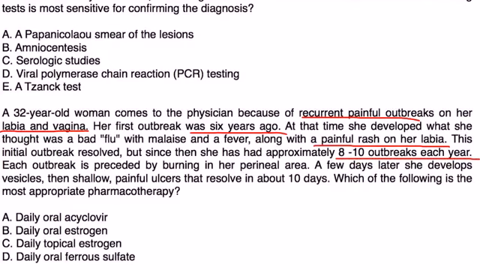Each outbreak is preceded by burning in her perineal area. A few days later she develops vesicles, then shallow painful ulcers that resolve in about 10 days. Which of the following is the most appropriate pharmacotherapy?